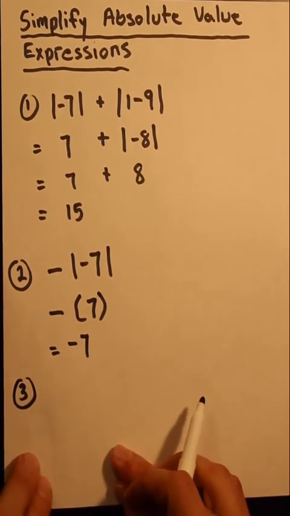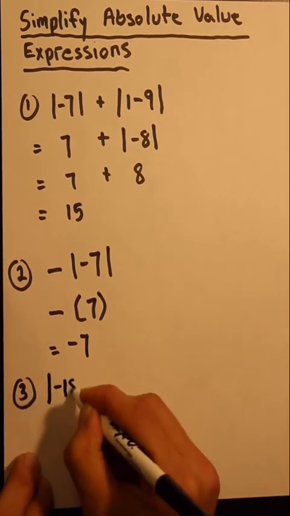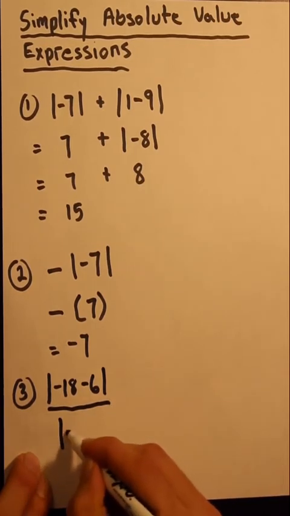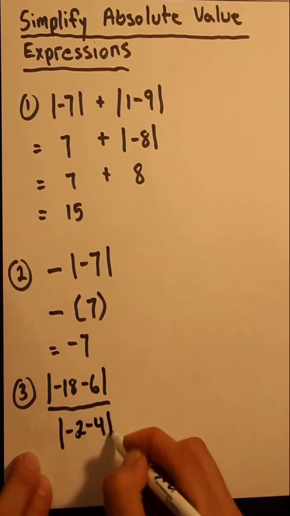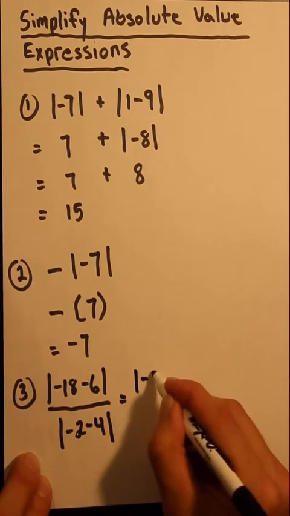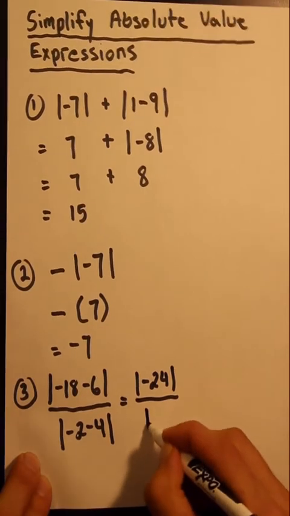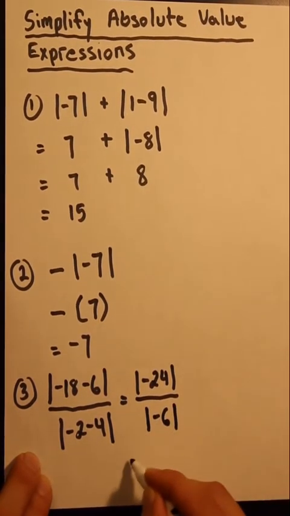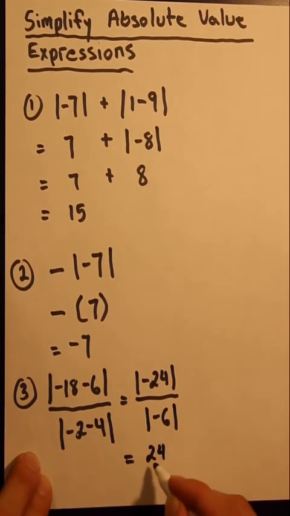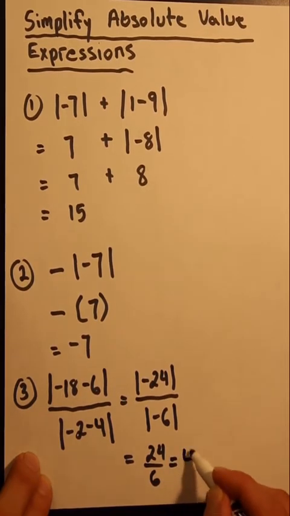Let's do another one. The absolute value of -18 minus 6 over the absolute value of -2 minus 4. So -18 minus 6 is -24, and -2 minus 4 is -6. The absolute value of -24 is 24, and the absolute value of -6 is 6. So our final answer ends up being just 4.